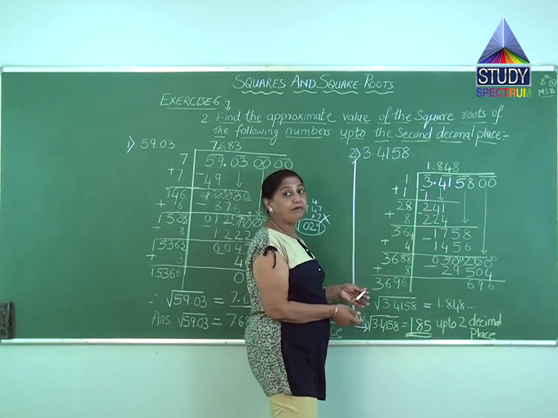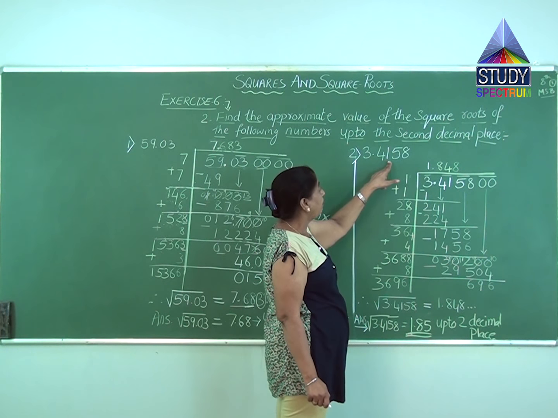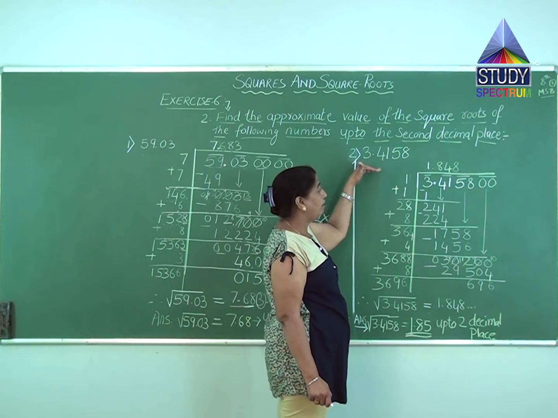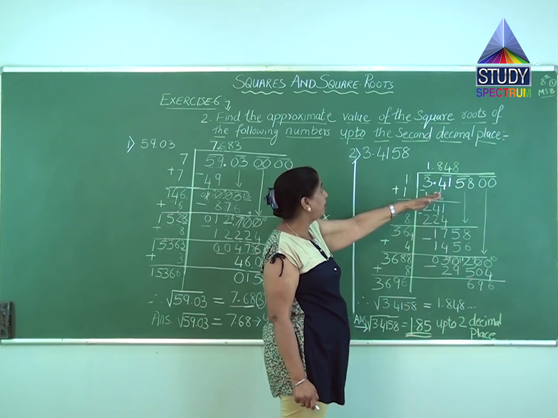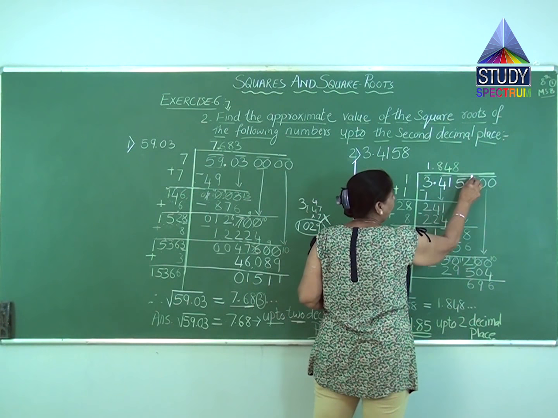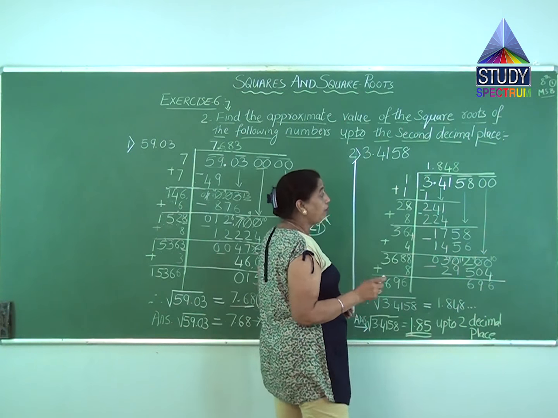In the second sum, now you can see it is 3.4158. Here what you have to do? Again pair the numbers. When you take the root inside, pair the numbers. Now you have seen here 2 pairs are already there. Now as I have told you, we have to solve up to 2 decimal places. I have to take 1 more pair. 3 pairs you have to take.